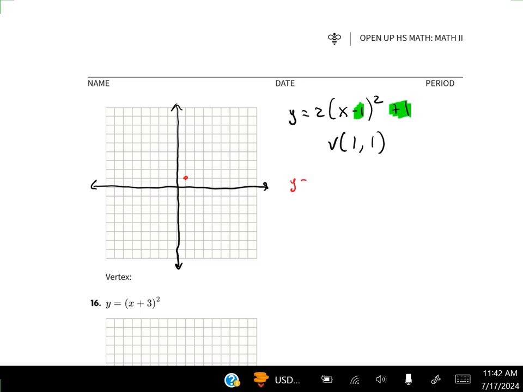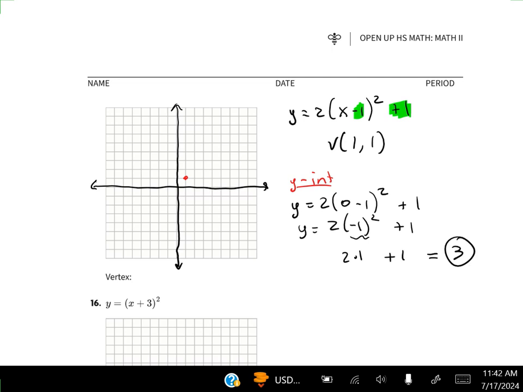So let's go about finding the y-intercept. We get the y-intercept when we plug in 0 for x. All right, so there's our 0 for x. So we get y equals 2 times (-1) squared plus 1. (-1) squared is going to give us positive 1. So it's 2 times 1 plus 1, which is 3. So the y-intercept is at (0, 3). Plot that point right there.